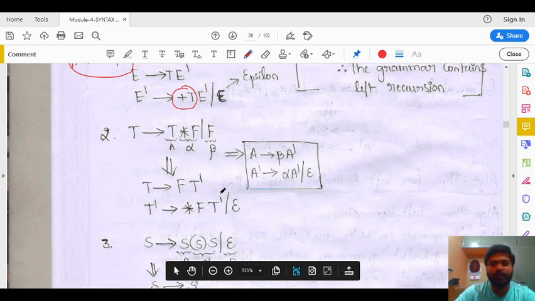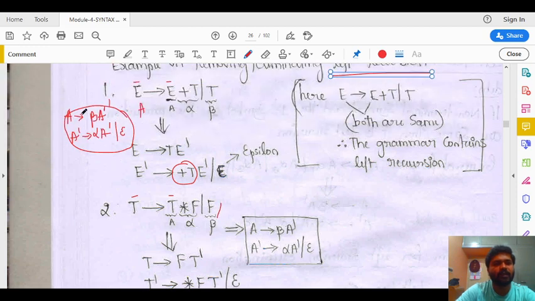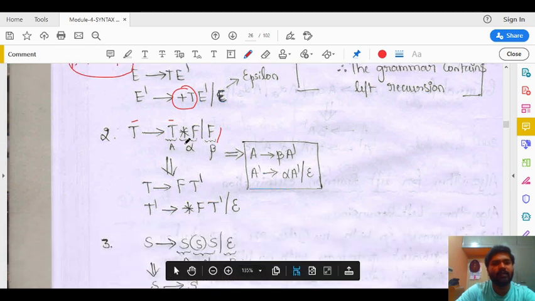So another case, we'll look into another example. T tends to T star F or F. So it is of the form where T and T are repeating. So T tends to F T dash. So what is F here? Basically it is beta. As I said, A tends to beta A dash. So beta T dash, and T dash should be alpha, that is star F or epsilon.